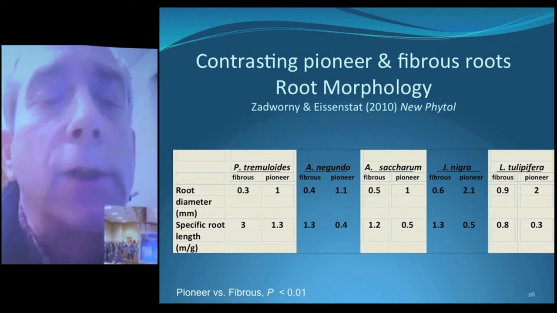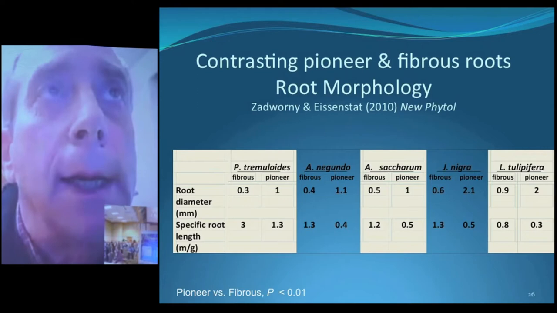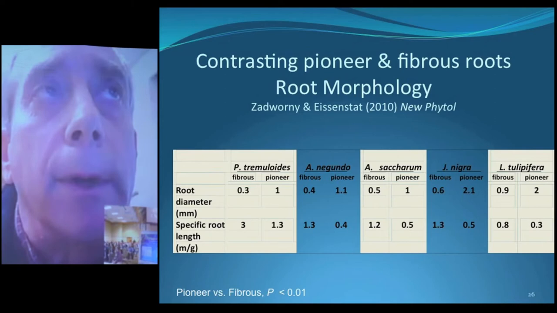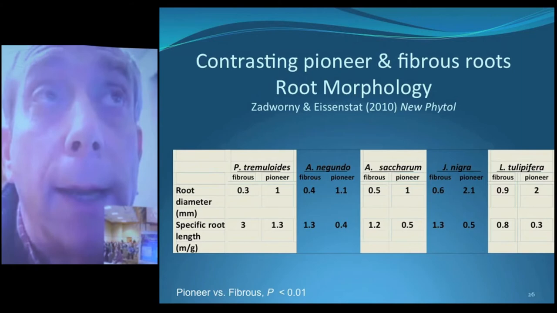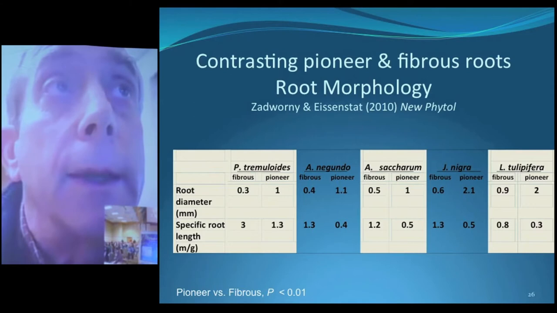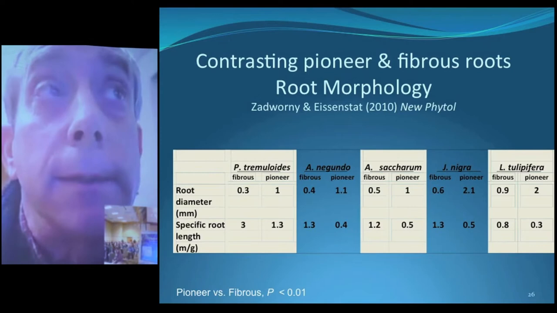First thing, as you can see, is what we have here is five different tree species, and they have very different small root diameters. Populus tremuloides, if you look at its root diameter of the fibrous root, it's 0.3 millimeters. On the far right is Liriodendron tulipifera, which is tulip poplar. Its diameter was about 0.9 millimeters. So really quite different. The tulip poplar is very coarse. Now you look at the pioneer roots. They're always a lot larger than the fibrous root, typically 1 to 2 millimeters in diameter in every species.